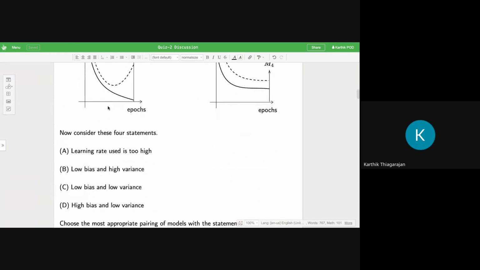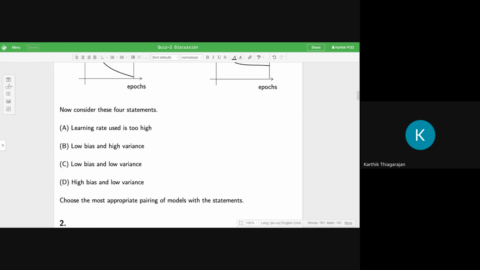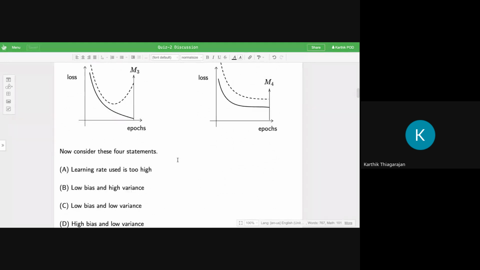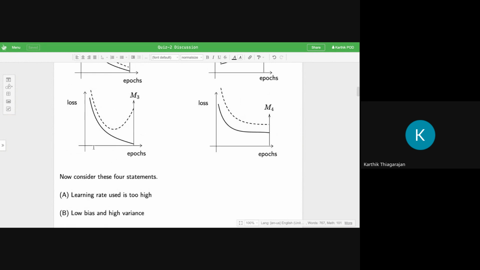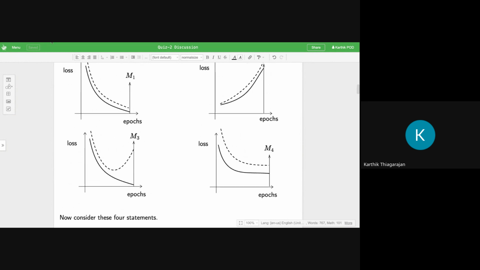Then you have to match the following statements. There you have 4 separate statements: 3 statements that involve bias and variance, and 1 statement that has to do with the learning rate used during training. So choose the most appropriate pairing of models with the statements. What did you all answer for this? Any answers? What did you all select?